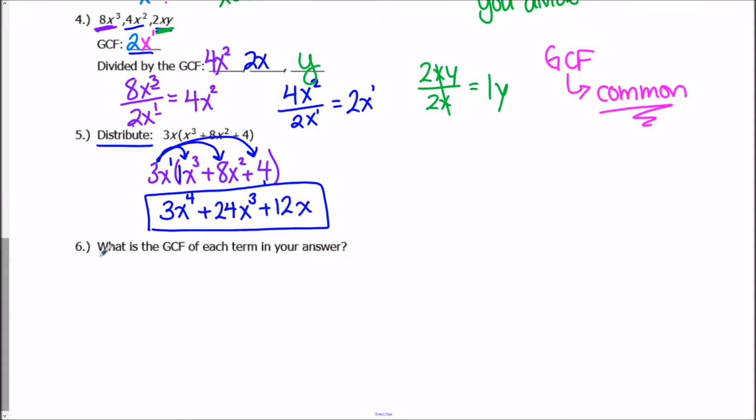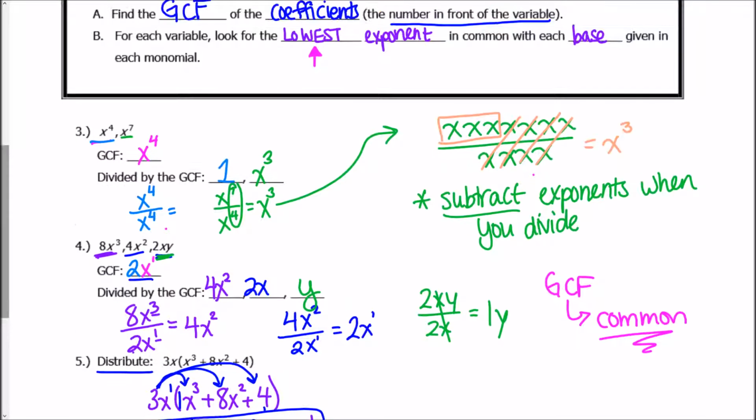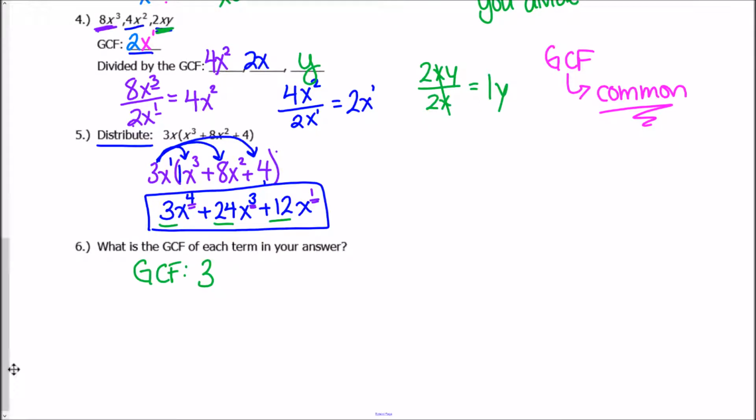Okay, now question number 6 says, what is the GCF of each term in your answer? So let's find this GCF. The first thing I'm going to do is look at my coefficients. So my coefficients are 3, 24, and 12. And the biggest number that I can divide 3, 24, and 12 all by is 3. Okay, then I'm going to look at my exponents. So I've got x to the power of 4, x to the power of 3, and x to the power of 1. And remember, we always look for the lowest exponent. And the lowest exponent here is x to the power of 1. So my GCF is 3x to the power of 1.